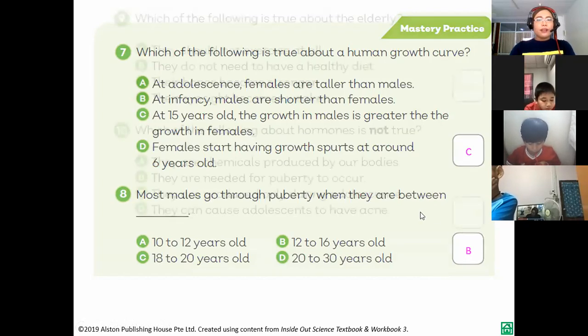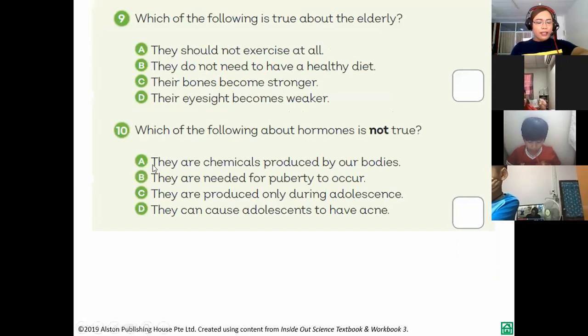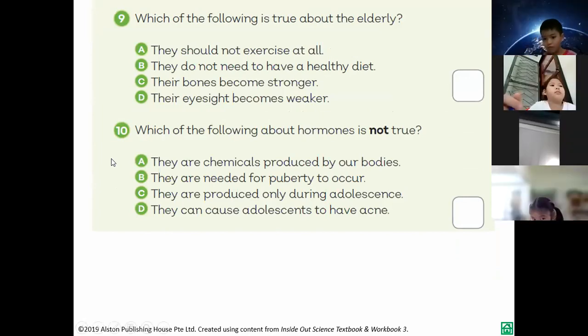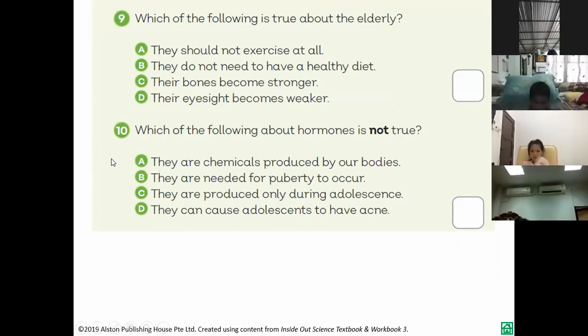All right. Now let's proceed to number 9. Number 9, who wants to read? Raise your hand. Okay, I'm gonna call Pan Pan small. Pan Pan small, can you read number 9? Number 9.